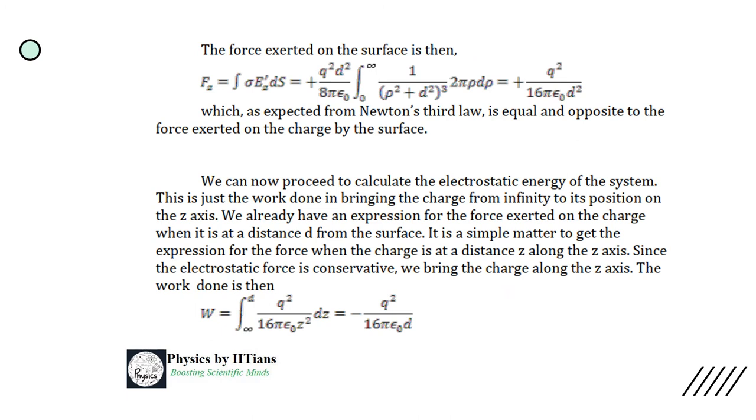So for the force here, we can also find the work done. The electrostatic force is a conservative force, so we bring the charge along the z axis. The work done is W equals the integral from infinity to d of q square by 16 pi epsilon naught z square dz. So it becomes minus q square by 16 pi epsilon naught d. That is, the force exerted on the surface is Fz equals q square by 16 pi epsilon naught d square.